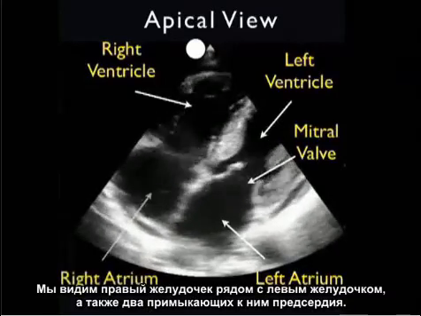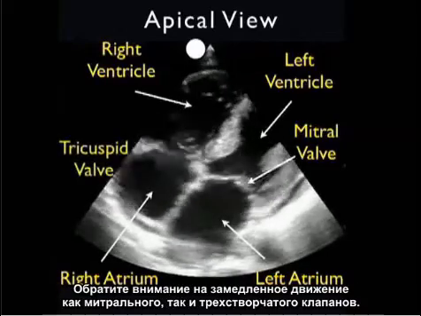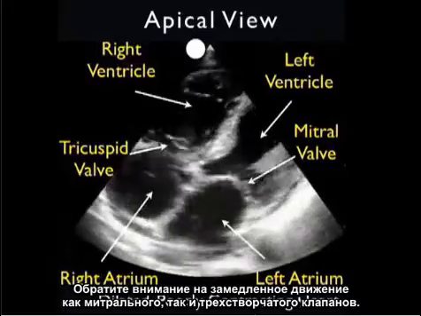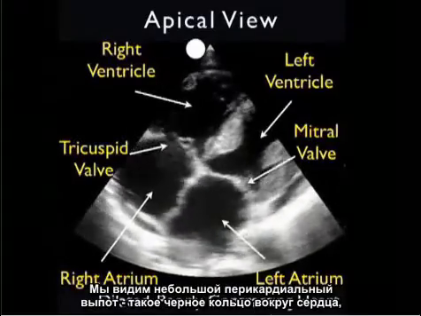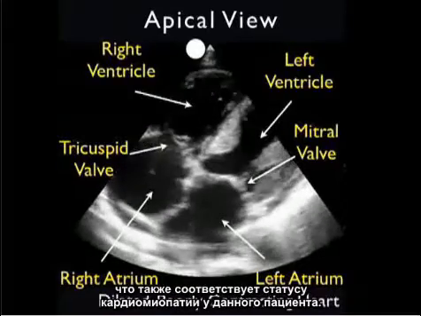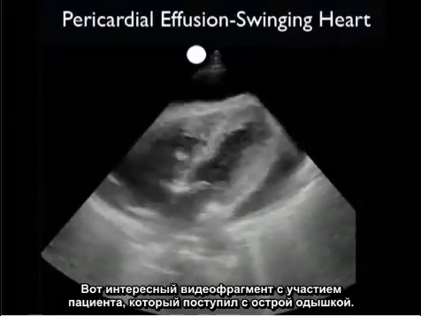We see the right ventricle to the side of the left ventricle and the 2 atria posterior. Notice the sluggish movement of both the mitral valve and the tricuspid valve. We see a little bit of pericardial effusion, that little black rim around the heart, also going together with this patient's cardiomyopathy status.